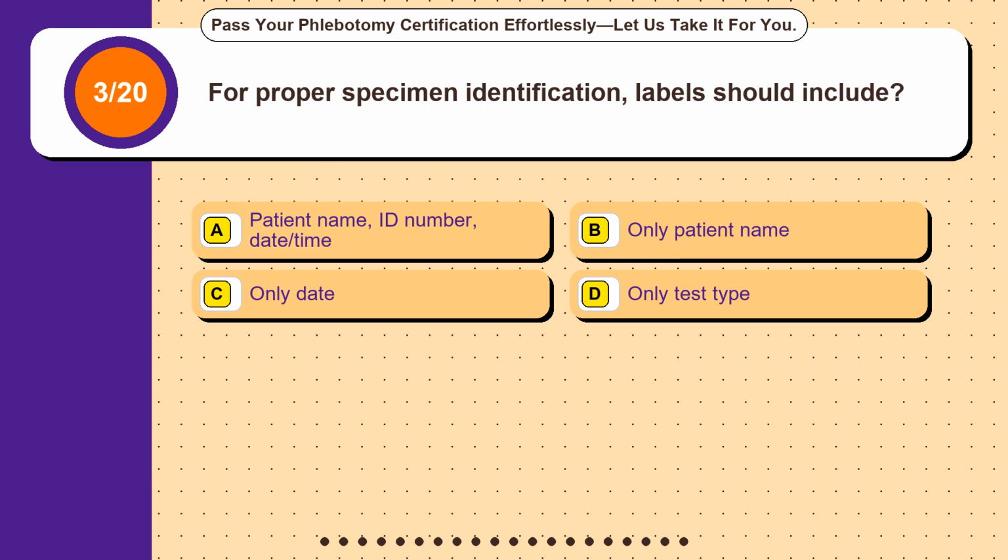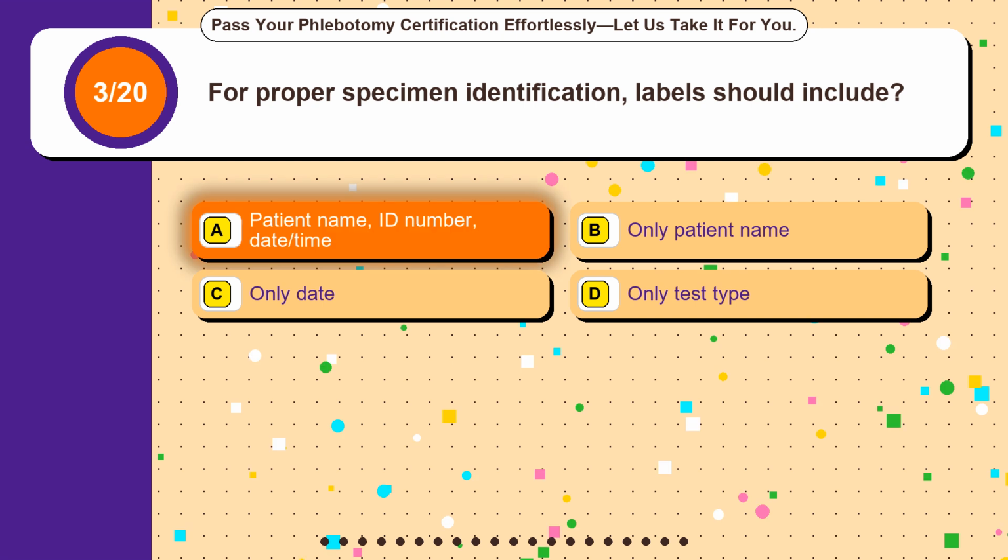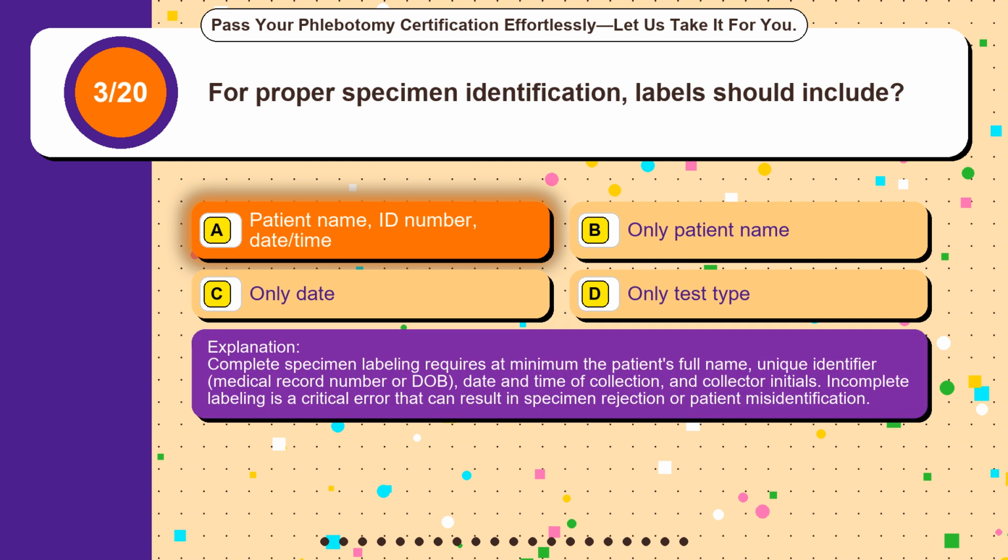Question 3. For proper specimen identification, labels should include: Option A, patient name, ID number, date/time. Option B, only patient name. Option C, only date. Option D, only test type. The correct answer is Option A, patient name, ID number, date/time. Complete specimen labeling requires at minimum the patient's full name, unique identifier, medical record number or DOB, date and time of collection, and collector initials. Incomplete labeling is a critical error that can result in specimen rejection or patient misidentification.